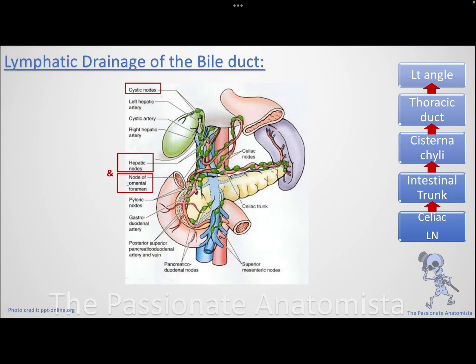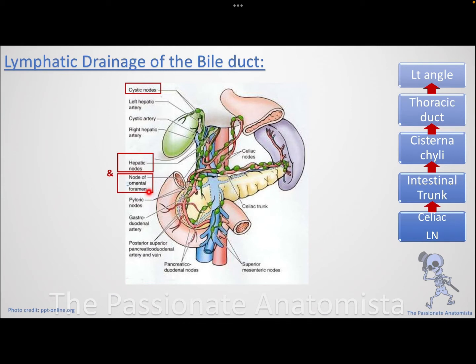Now moving on, let's see what happens to the bile duct. It's quite simple and easy: what drains the bile duct is the cystic nodes, okay? Because cystic means something related to the gallbladder. And then those cystic lymph nodes drain into the hepatic and the node of omental foramen.